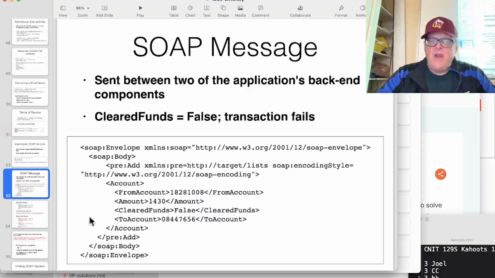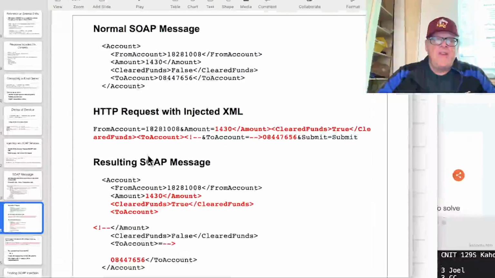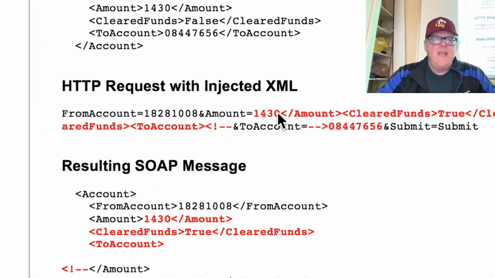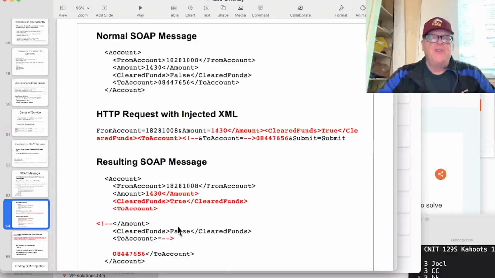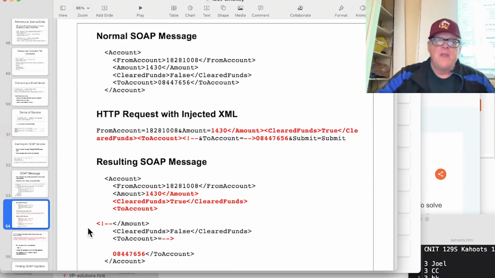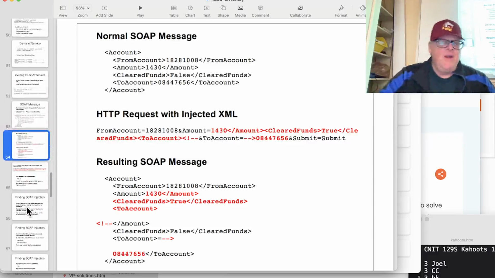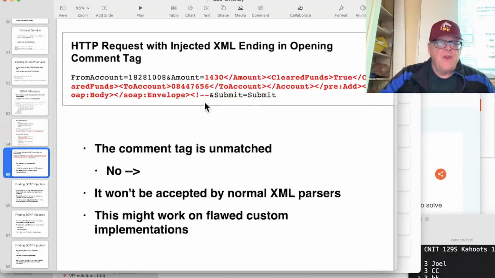But if you can figure out what it is, then you can do an injection here, where in the amount field you add extra characters, including cleared funds equals true. So you send it there, and the resulting SOAP message will contain cleared funds equals true, and it will have comments to comment out the real one from the server, so you might be able to trick the other server into thinking you have the funds when you don't. That's the sort of thing.